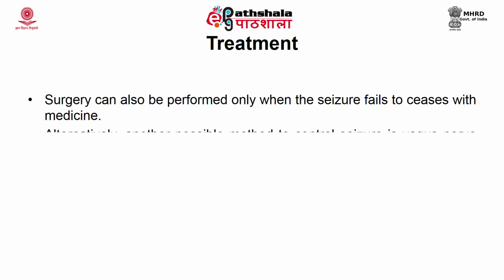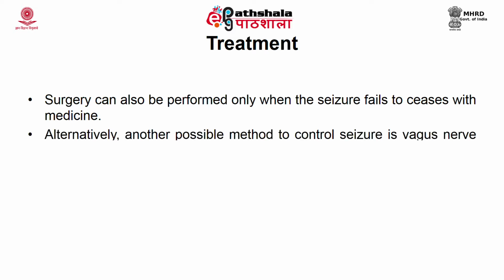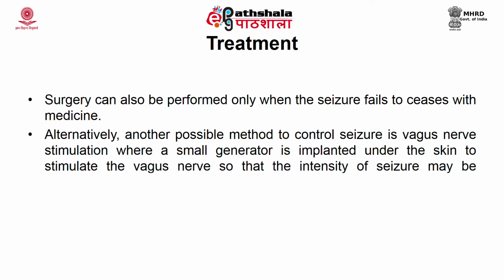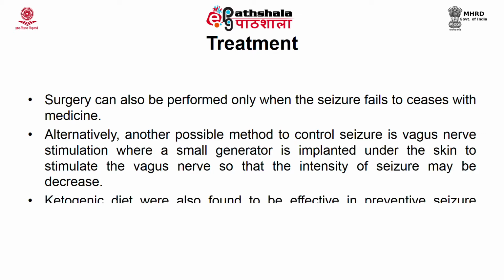Another possible method to control seizures is vagus nerve stimulation, where a small generator is implanted under the skin to stimulate the vagus nerve so the intensity of the seizures may decrease. Interestingly, the ketogenic diet has also been found to be effective in preventing seizures, especially in children.